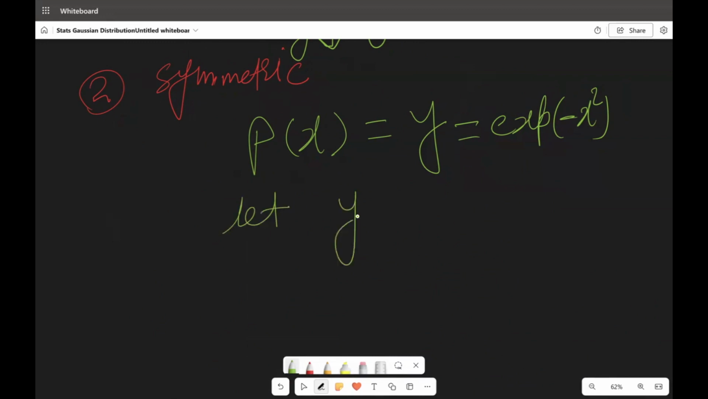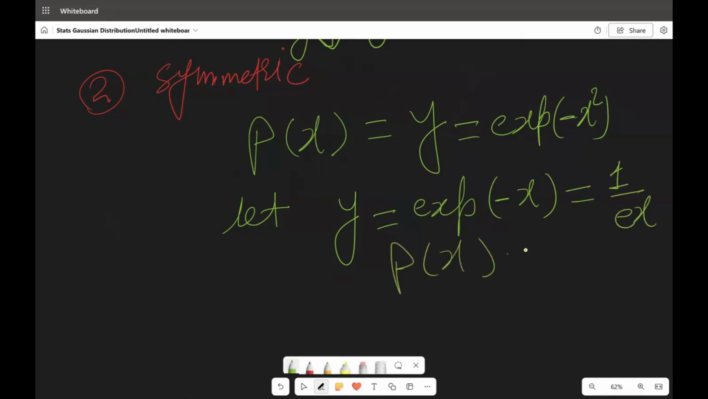Let y be equal to exponential of minus x squared, which is equal to 1 by e raised to the power x squared. You can also write it this way.